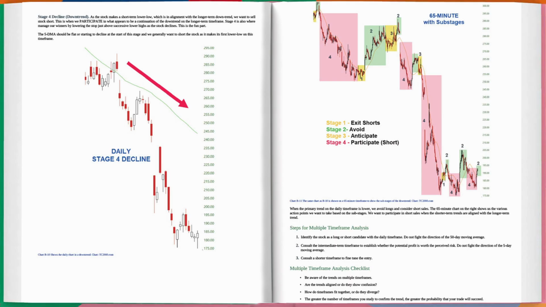Steps for multiple time frame analysis. 1. Identify the stock as a long or short candidate with the daily time frame. Do not fight the direction of the 50-day moving average. 2. Consult the intermediate-term time frame to establish whether the potential profit is worth the perceived risk. Do not fight the direction of the 5-day moving average. 3. Consult a shorter time frame to fine-tune the entry.